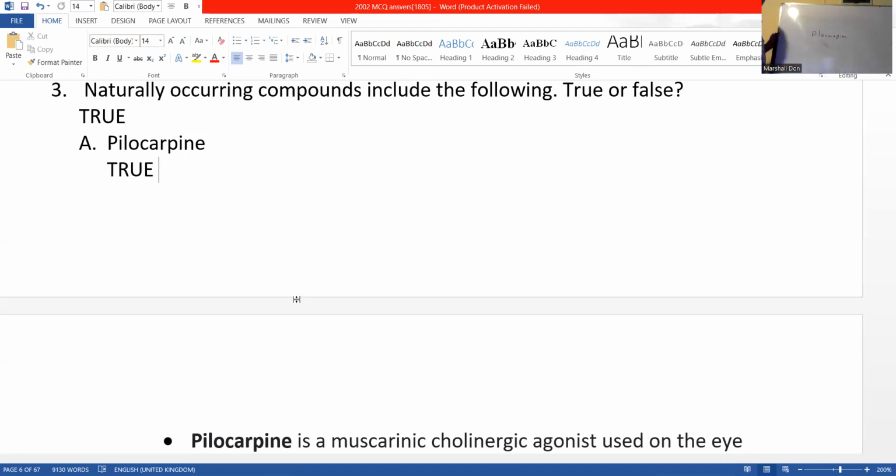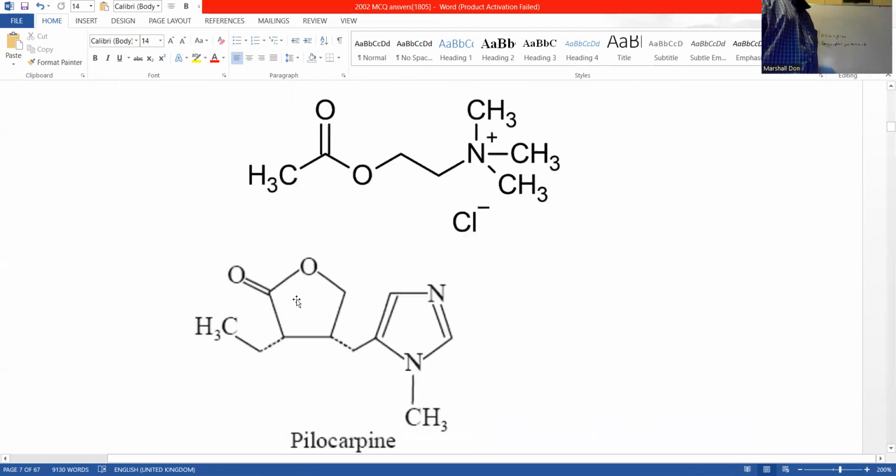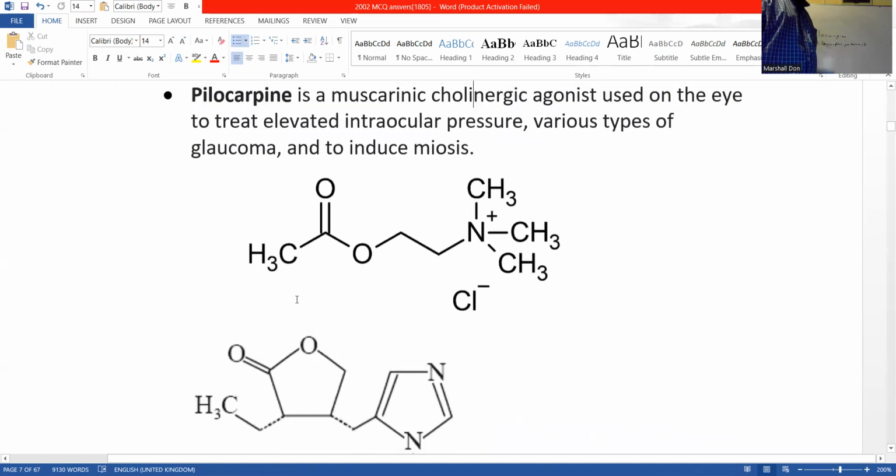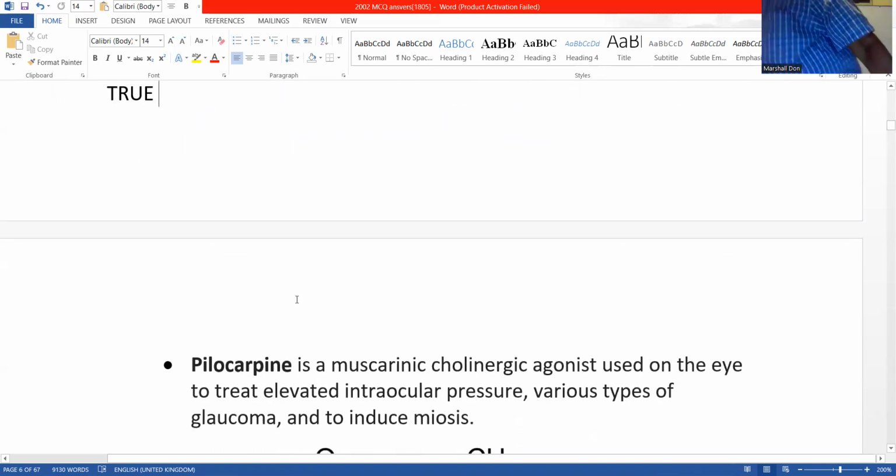Pilocarpine, it is true. It is from Pilocarpus jaborandi. This is the plant. So what is the action of pilocarpine? See these two molecules. It is a muscarinic cholinergic agonist.